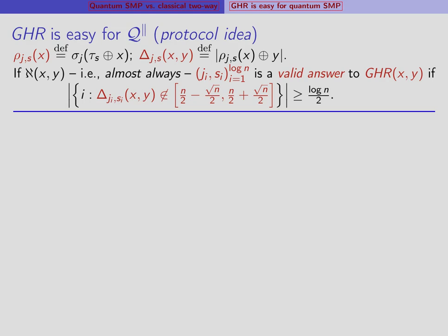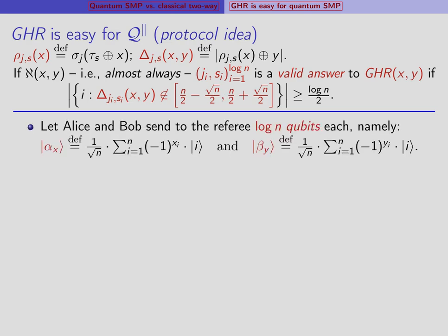Now that we have defined our communication problem GHR, let's see how a quantum SMP protocol tackles it. Let us keep in mind that the purpose of the protocol is to output a list of log n transformations from those rows that our construction allows, so that at least half of the corresponding values of delta would exhibit noticeable bias from the expectation n/2. The protocol goes as follows.